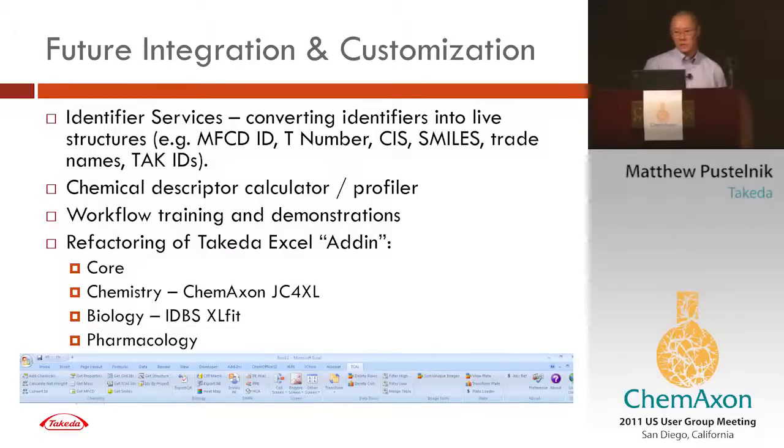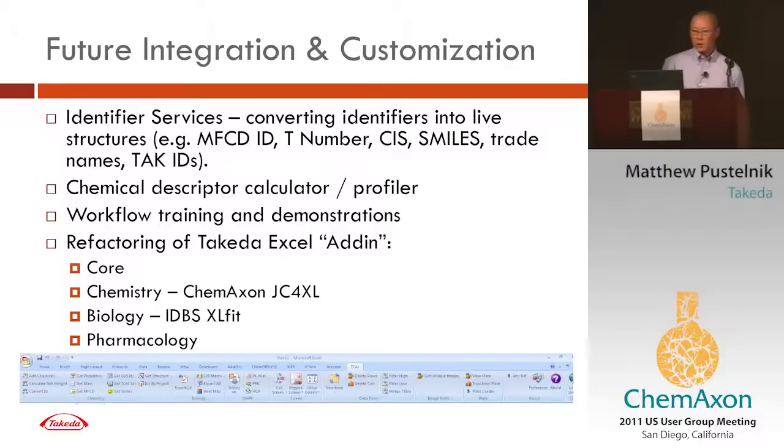So the future integration and customizations for us is identifier services. Right now what we have in our plugin is that you can put in all kinds of different identifiers. And then boom, structure shows up. What we would like to do is use JChem4XL to show those structures. What we're working on is enhancing our chemical descriptor calculator profiler that we already have, relying more on JChem4XL. And then, like I said earlier, using workflow training in saying, okay, you're trying to accomplish this. Here's how JChem4XL can fit into that workflow process.